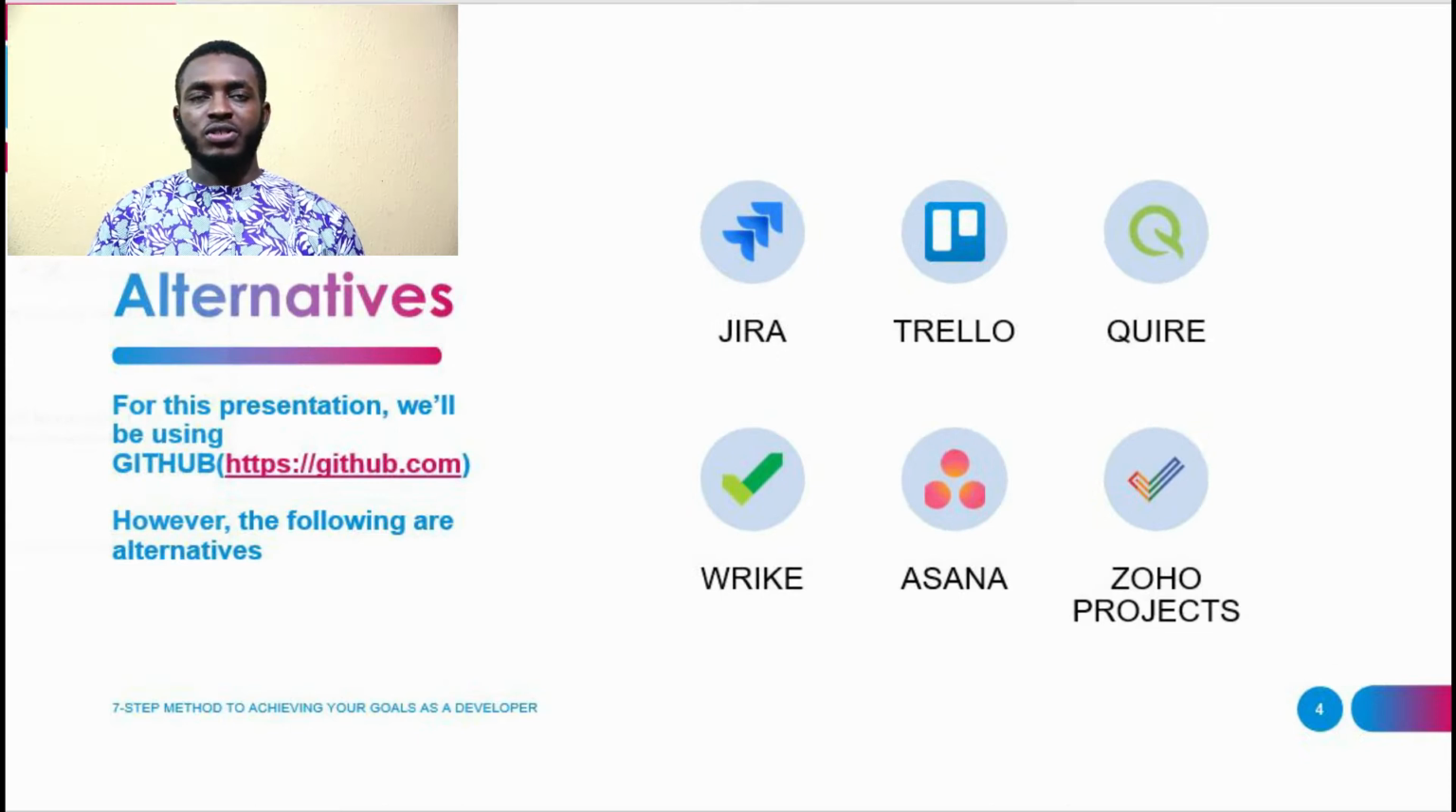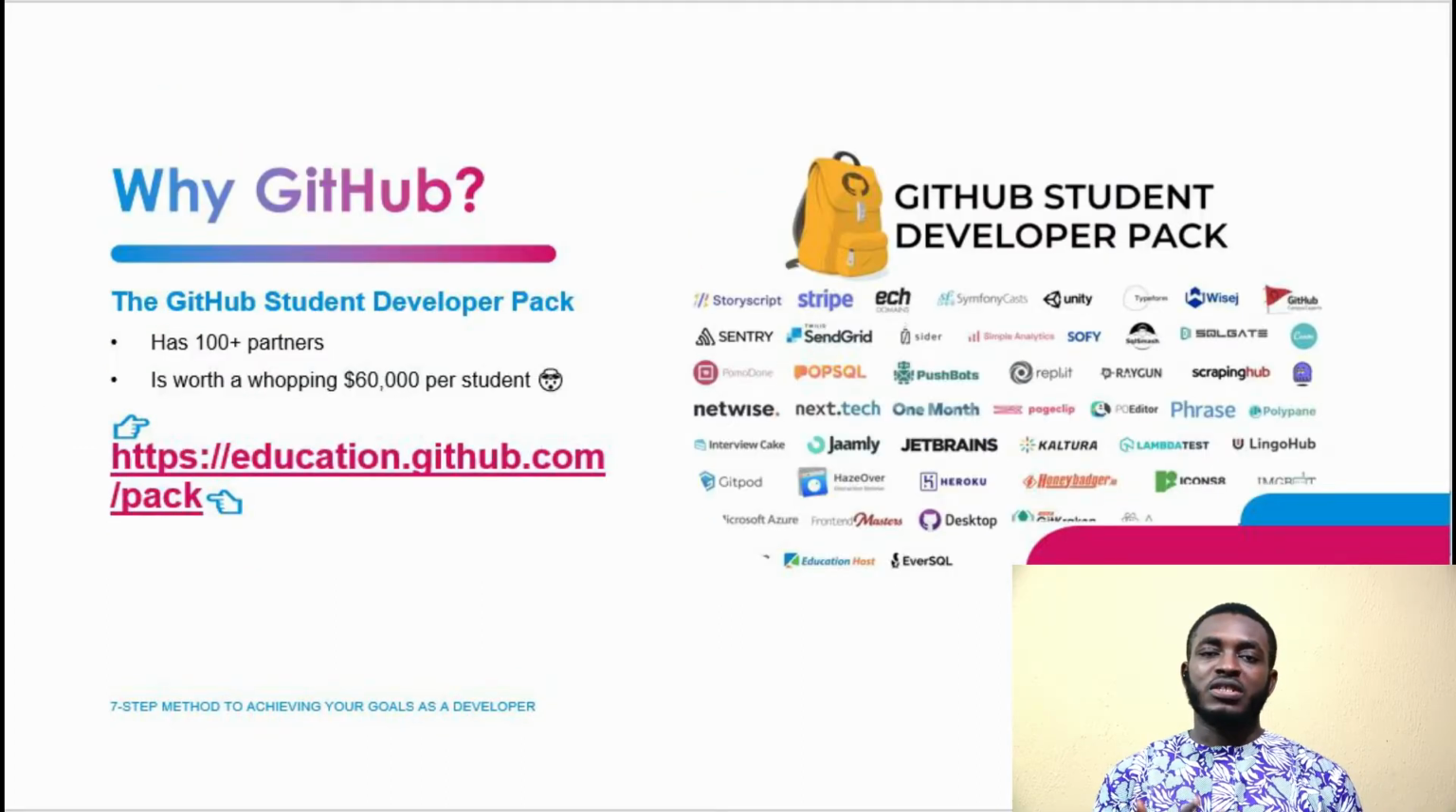Okay, so it's very important to note that there are a couple of project management tools out there, a good number of them. Notable mentions include Jira, Trello, Asana, Zoho Projects, and a couple of others. These are notable mentions, but trust me, there are a lot more out there. Now, I'm sure most of you are asking, why are we using GitHub Issues and GitHub Projects? Well, the answer is this: the GitHub Student Developer Pack.